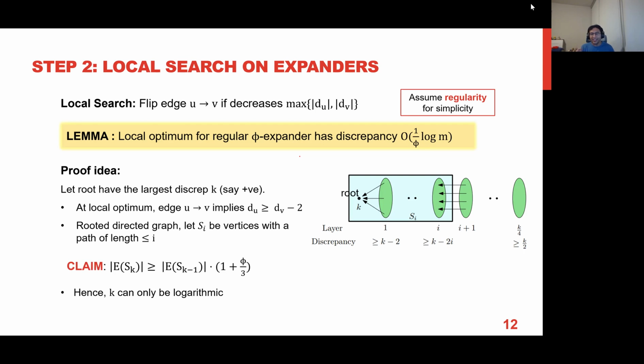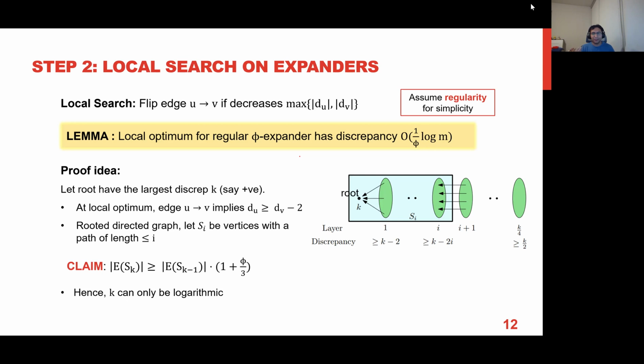The number of edges incident to the first i layers. So let Si denote the set of nodes which are at most i hops away from the root node. Then, one can show via the expansion properties of the expander that the number of edges in the induced subgraph of Si increases very fast. In particular, in each step, it increases by some factor like 1 plus epsilon over 3.